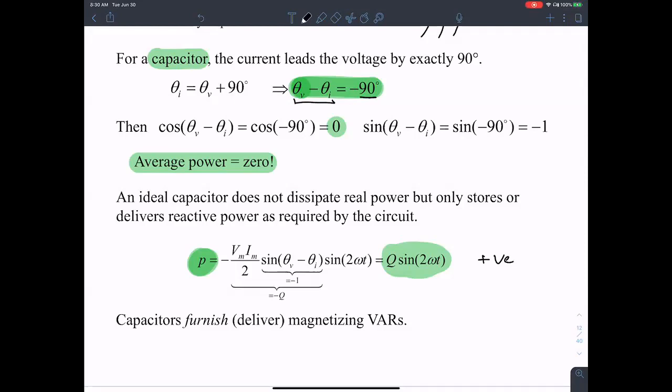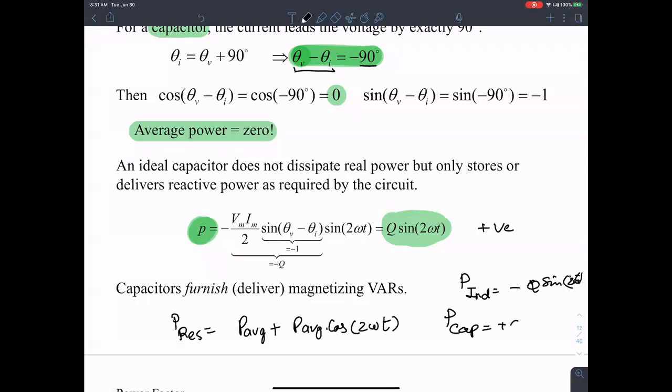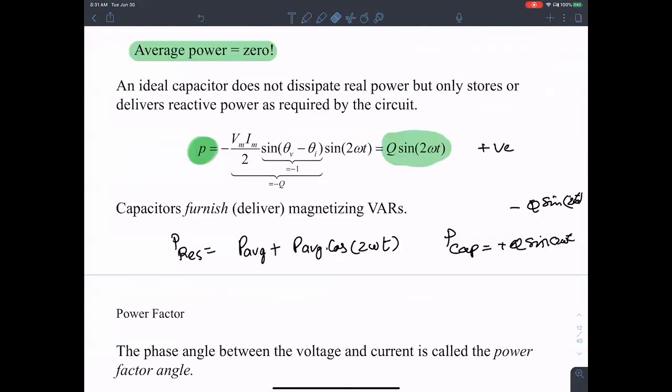Now that's the idea of capacitors power. Okay, the power in resistors had some P average plus P average times cosine 2 omega t term. Power in inductance had negative Q sine 2 omega t, something along those lines. Power in a capacitance has positive Q sine 2 omega t. So that's the overall summary that you want to understand from the discussion here.